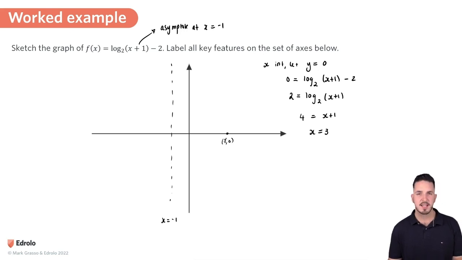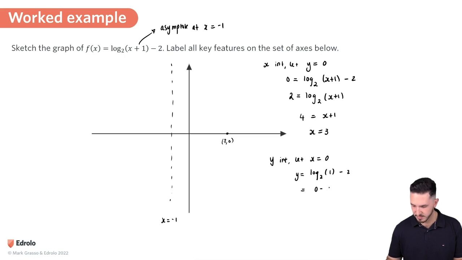Considering we have a positive x-axis intercept, we know now we're going to have a negative y-axis intercept. But again, let's just solve that so you can find the exact value. y equals log 2 of 1 minus 2. Anything with an argument of 1 becomes 0, so log 2 of 1 just becomes 0. So it's just going to be 0 minus 2, which equals -2. So the y-axis intercept here would be at (0, -2).